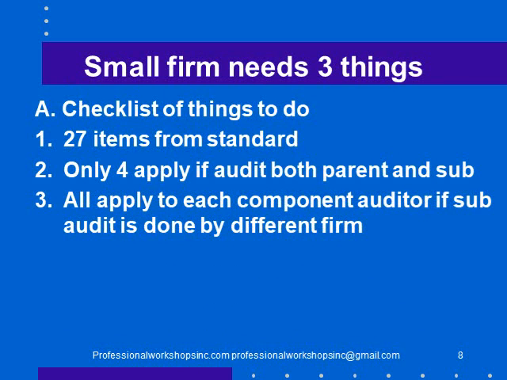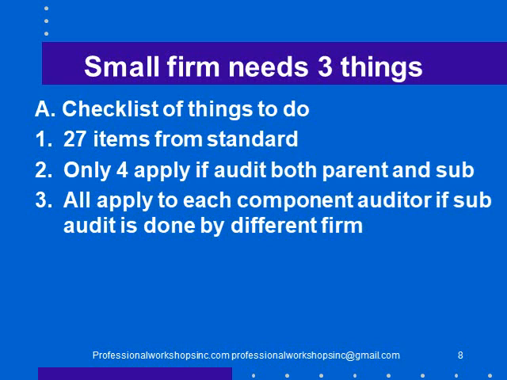Now, again, to focus back on what the small firm needs to do, there are basically three checklist documents that you need to have and prepare if it's a group audit. So the first thing is a checklist of things to do. There are 27 items in the standard of things you are supposed to do if it's a group audit.